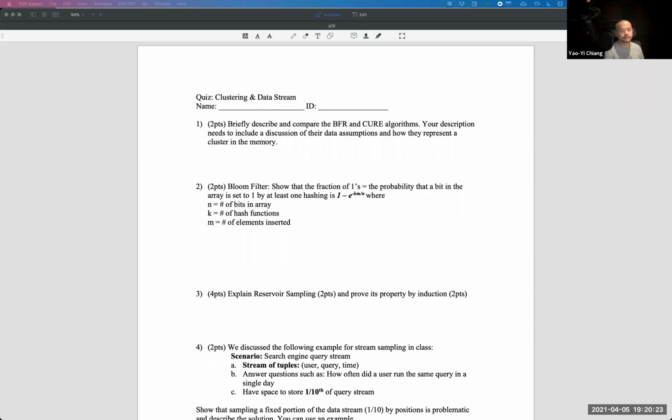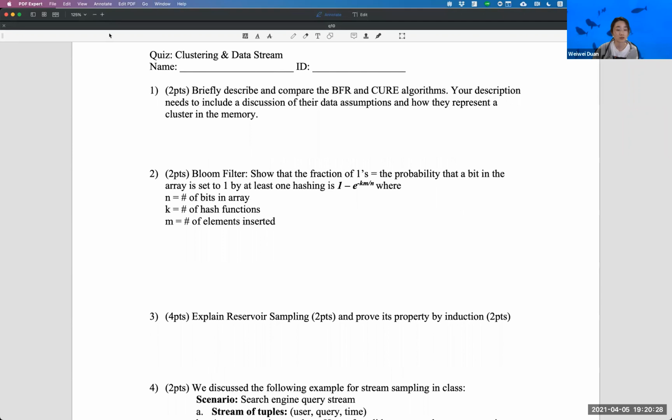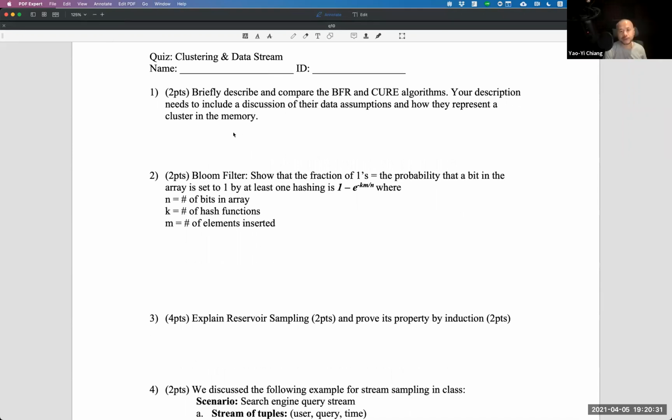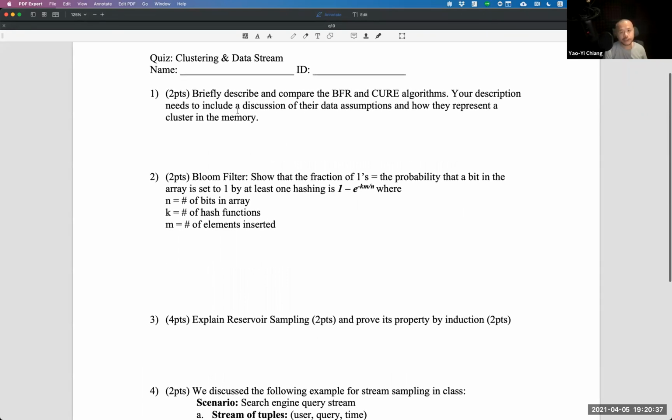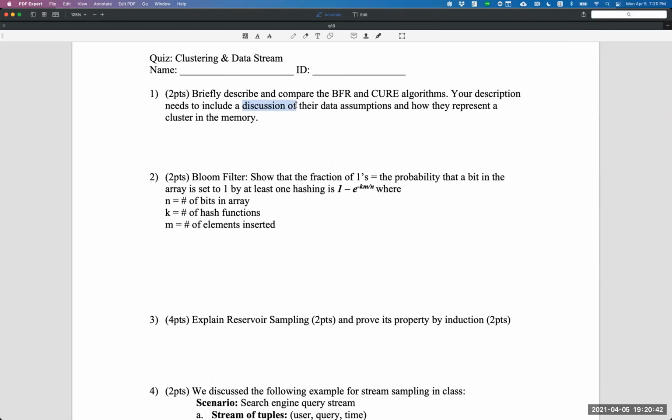Your TA is here, but let me quickly go through your quiz. You should be able to see the screen I'm sharing, which is your quiz. All right, the first question asks you to compare BFR and the keyword algorithm. Your description should include a discussion of their data assumption, because that's the most different part. The part that makes them very different is the assumption of the input data, and also how they represent a cluster in the memory, how they summarize a cluster in the main memory.